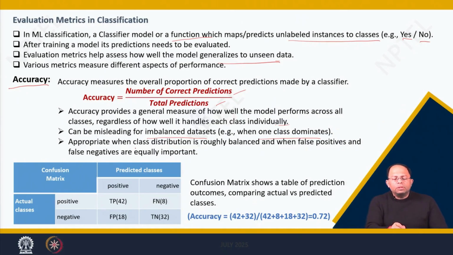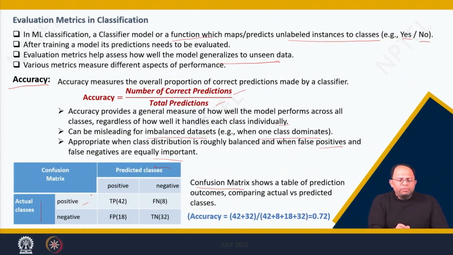So this kind of measure is appropriate when class distribution is roughly balanced and when false positives and false negatives are equally important. Now, what is a false positive and what is a false negative? You can see from here, this is a confusion matrix which we will again explain in detail. On this side we have the actual classes, on this side we have the predicted classes, and it could be positive, negative, male, female, zeros, ones, anything, right?